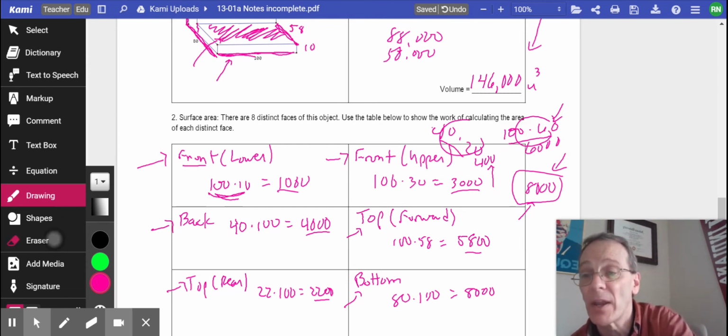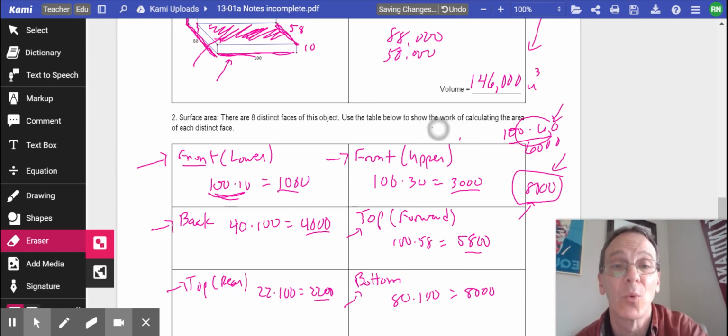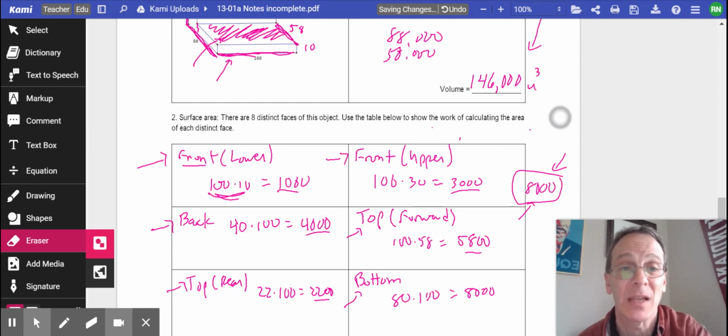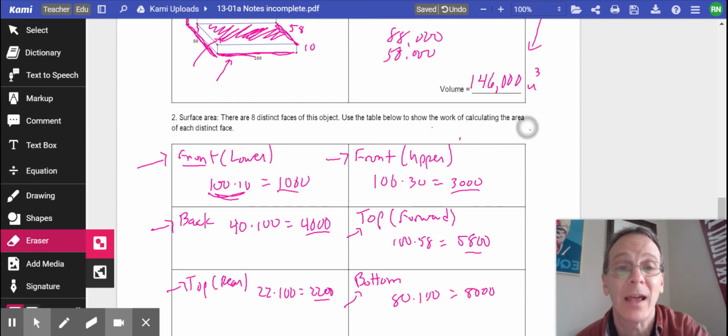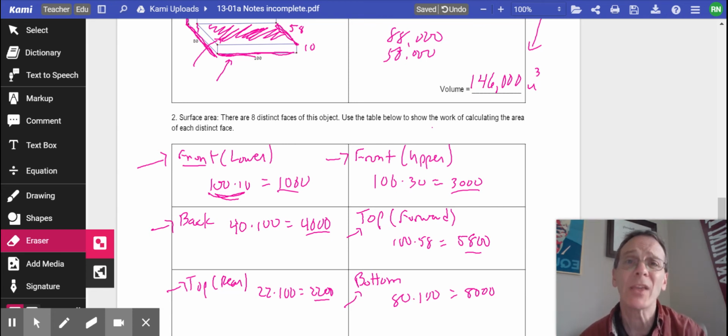It's stunning sometimes how incomplete and mysterious the work is that gets turned in to me. I can't follow it, and I give little to no credit for work that is not clear to follow. I will not assume that you know how to solve a problem like this. You've got to show me all of the steps. What I'm doing right here, labeling all of the surfaces and calculating them individually, that's how you can show me that you know what you're doing.